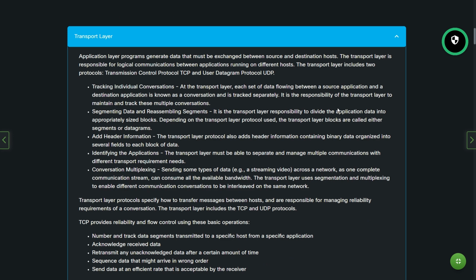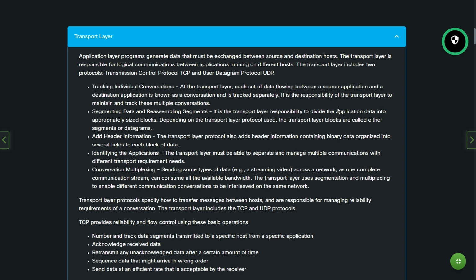The next point is segmenting data and reassembling segments. It's the transport layer's responsibility to divide the application data into appropriately sized blocks. Depending on the transport layer protocol used, the transport layer blocks are called either segments or datagrams. The transport layer protocol also adds header information, containing binary data organized into several fields, to each block of data. The next point is identifying the application.